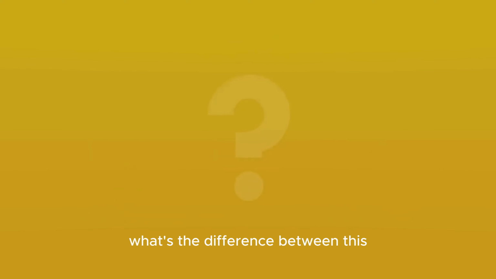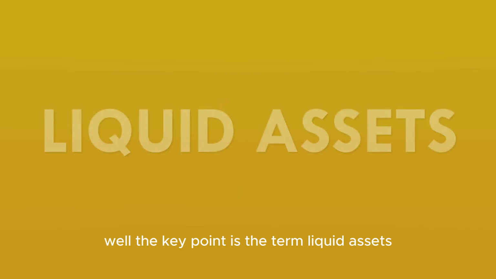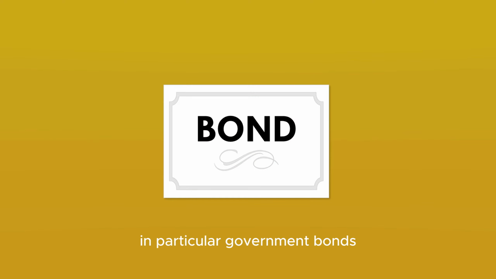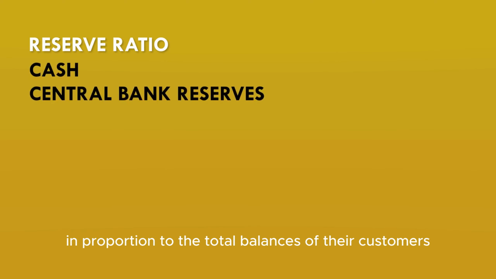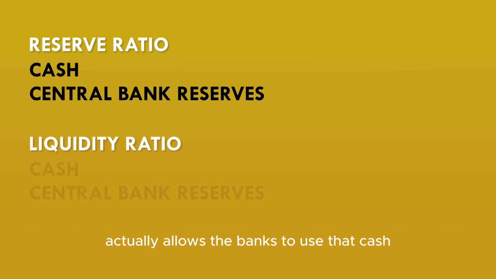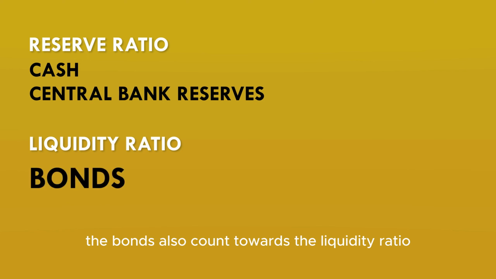Now you're probably thinking, what's the difference between this and the normal reserve ratio? Well, the key point is the term, liquid assets. Liquid assets include cash and central bank reserves, but they also include other things, in particular government bonds. While the reserve ratio used in the textbook model of banking requires banks to hold cash and central bank reserves in proportion to the total balances of their customers' bank accounts, a liquidity ratio actually allows the banks to use that cash and central bank reserves to buy bonds. The bonds also count towards the liquidity ratio, meaning that the bank could not hold any cash or central bank reserves and still meet the ratio.